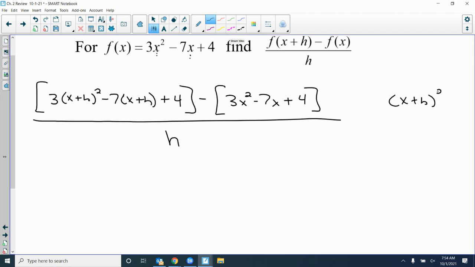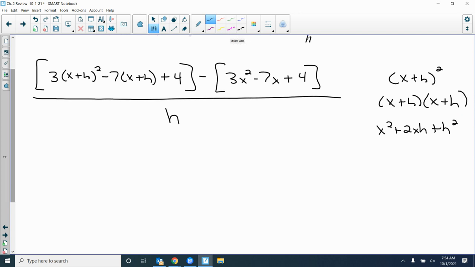I'll talk about it again. When you FOIL x plus h times x plus h, you're going to end up with x squared plus 2xh plus h squared. Those two middle terms will be xh's. They'll add up to 2xh. Got to make sure it gives you that. And so I'm going to have 3 times x squared plus 2xh plus h squared minus 7x minus 7h plus 4.